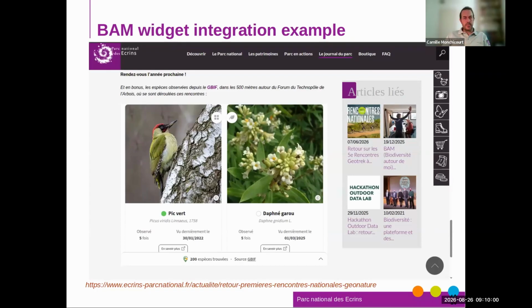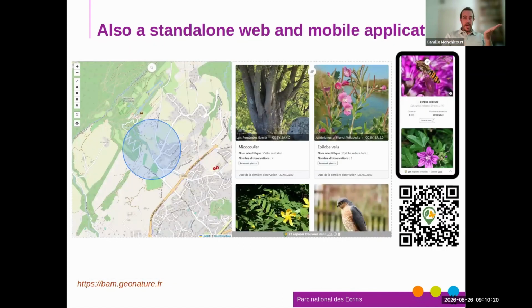Or this is another example in a simple web article that can be on the media or on our national park website, and you include it as a YouTube video, but this time with the list of species in a location that you choose. It can be an event, an accommodation, or anything else, and you will have the list of all the species observed around. Finally, BAM can also be used as a standalone web or mobile application.